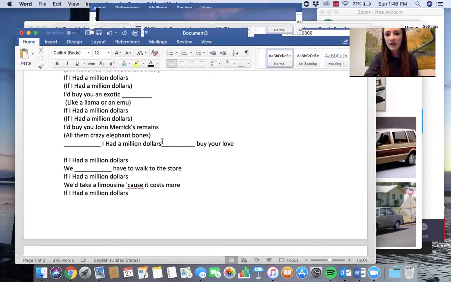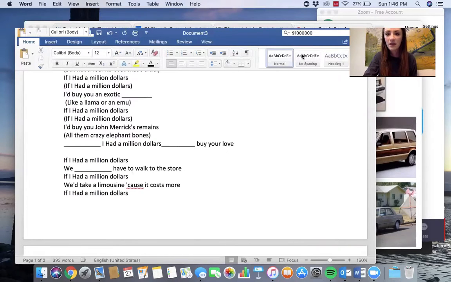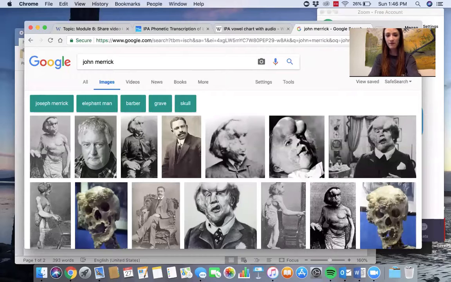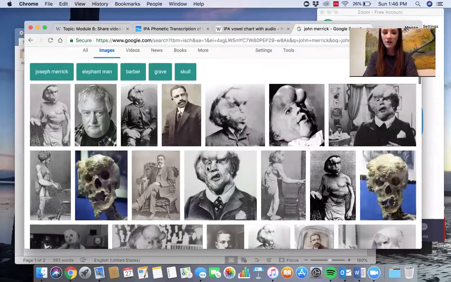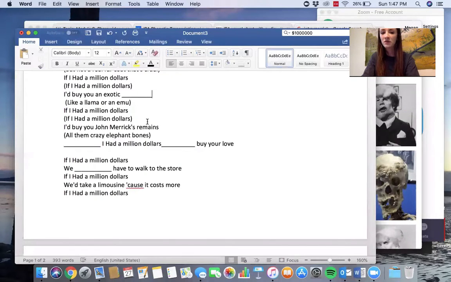Do we know who John Merrick is? Let me see. So this is John Merrick. He had a very rare condition which they call elephant man condition, and he started growing all these different calluses on his skull, on his bones. So in the lyrics, when they say, I'll buy you John Merrick's remains, all them crazy elephant bones, it's something very rare, very strange. Probably if you were able to buy something like this would cost a lot of money. I don't know why someone would want a skeleton as a present, but I don't know.